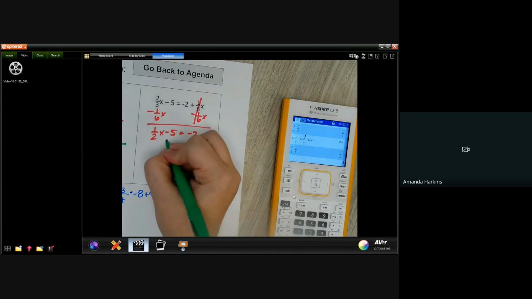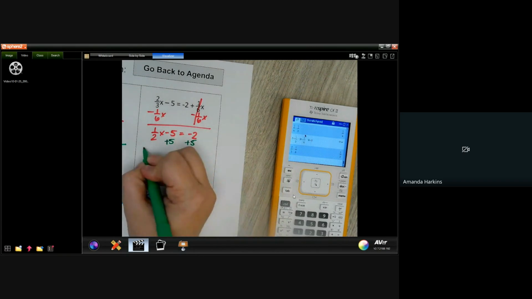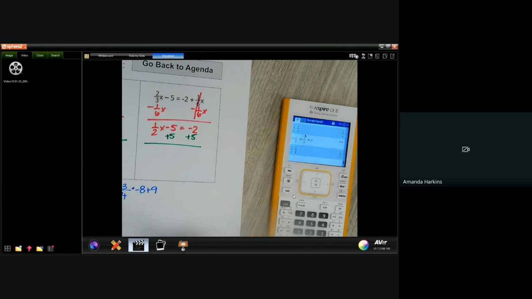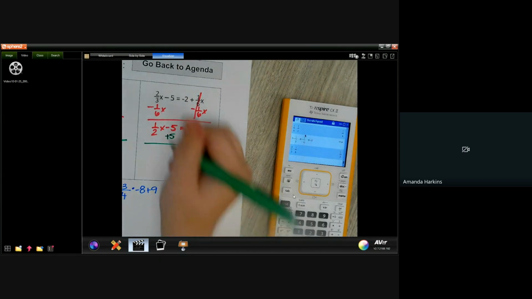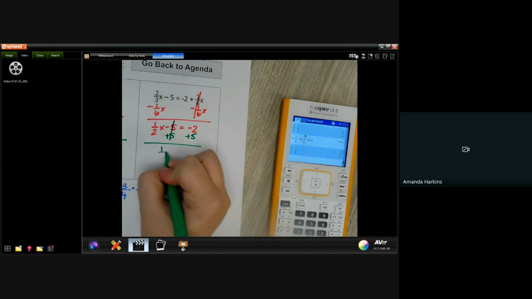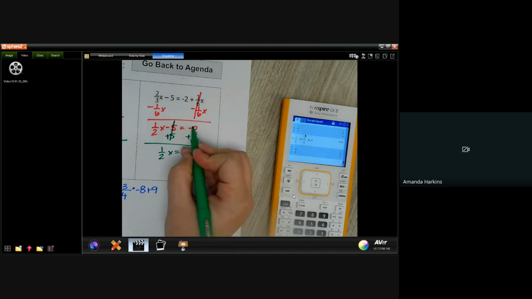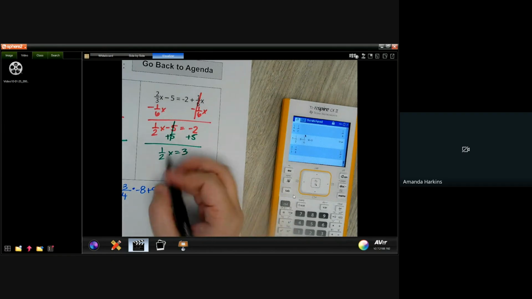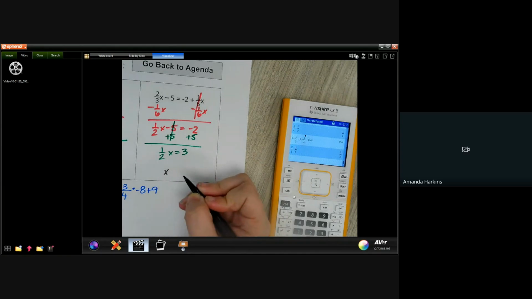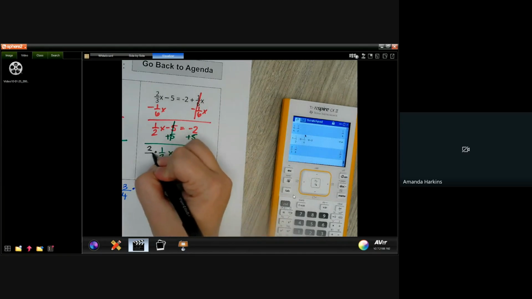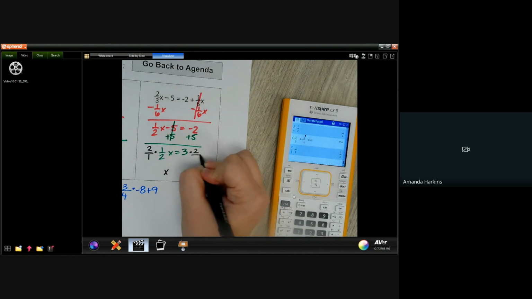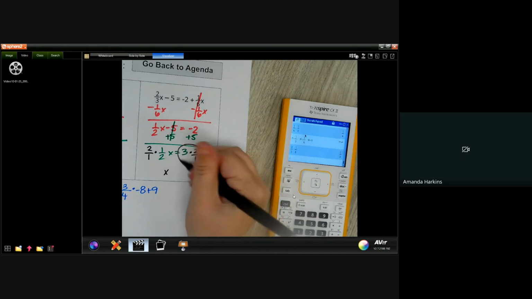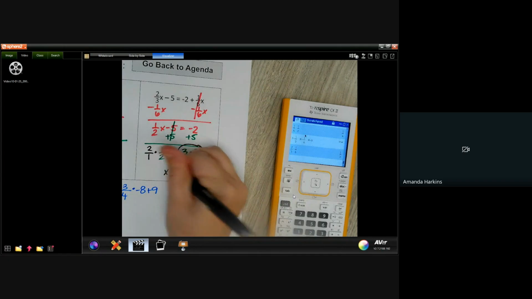I'm going to add 5 on both sides because remember we want our constant to be on the same side. My 5 zero out, so I have 1/2 x equals negative 2 plus 5. That's 3. Now I'm going to get x by itself by multiplying by the reciprocal. That's my inverse operation. So 3 times 2, I'll put that in my calculator if I need to, but 3 times 2 is 6.